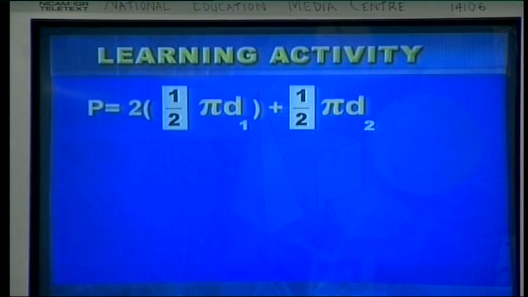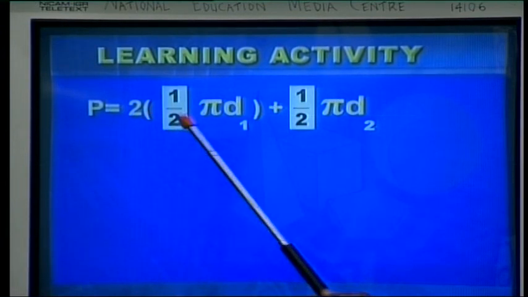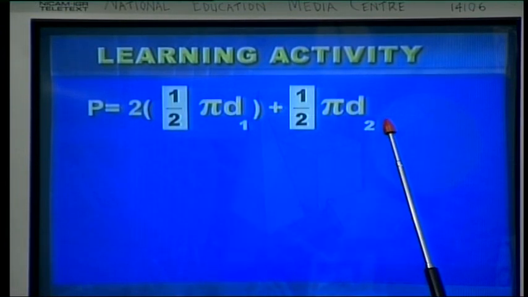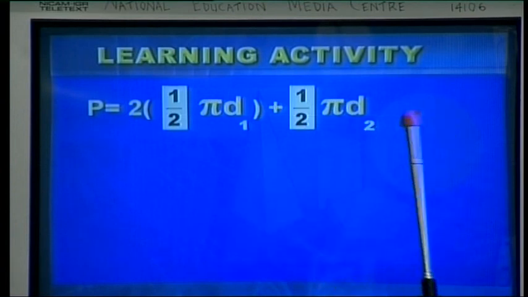what was the other diameter of the semicircle? 20. That's why I had it as D2. These 2 semicircles come in this diameter here, which is 10. Okay, we have this formula that we'll be using in this calculation of that example.